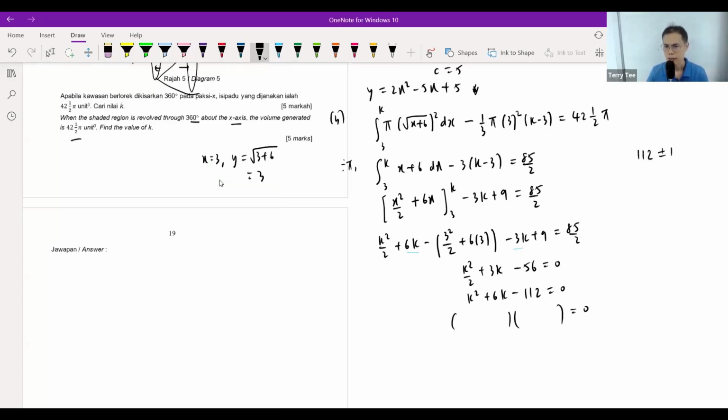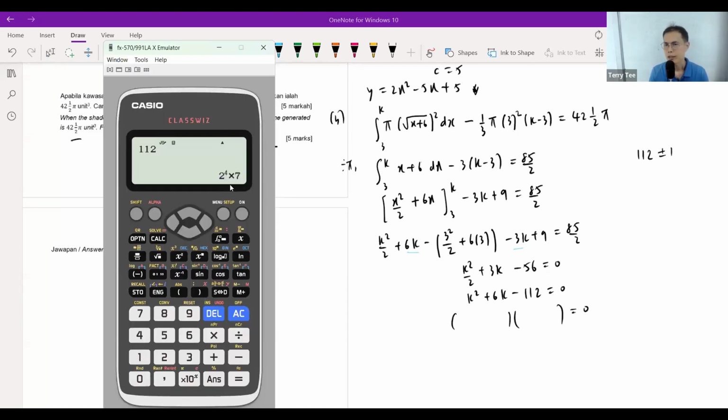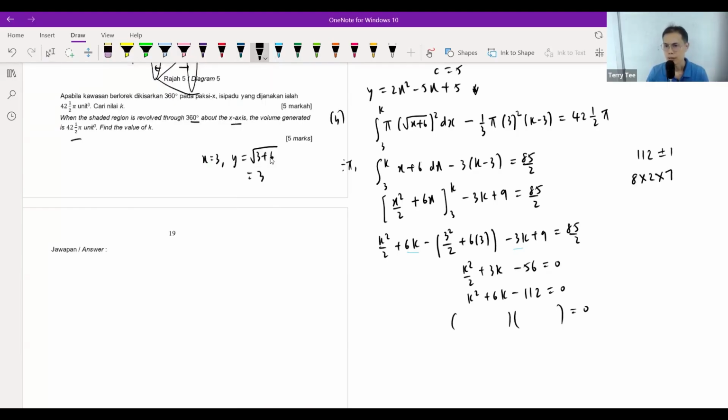But for me, I look at 6, right? 6 is actually 14 and 8, right? Because your 2 power 4, you can break it up into 8 times 2. And there's a 7. So this is 8 and 14, okay? If you really cannot, you can just use a calculator.